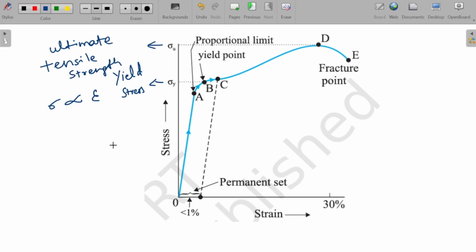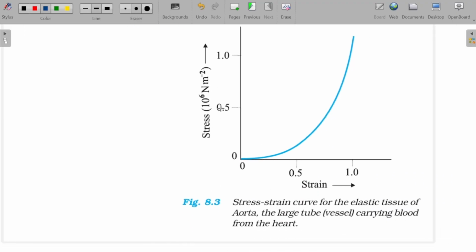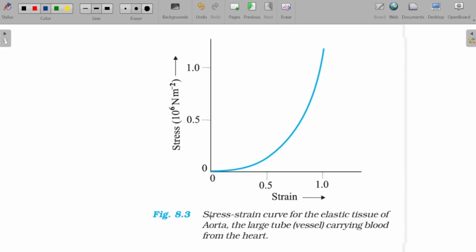Now, there are some materials which do not obey Hooke's law. Let's take rubber. We can stretch rubber to a greater extent, meaning rubber has high elasticity. And let's take one more example for which we have a plot here. Aorta. Aorta is the largest artery which takes blood from the heart. This aorta is like rubber type material, you can say.